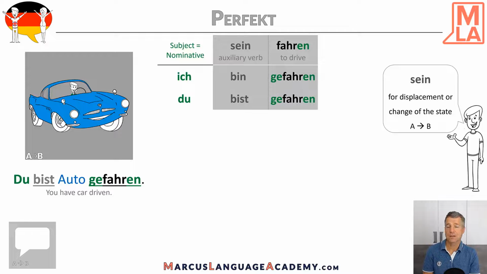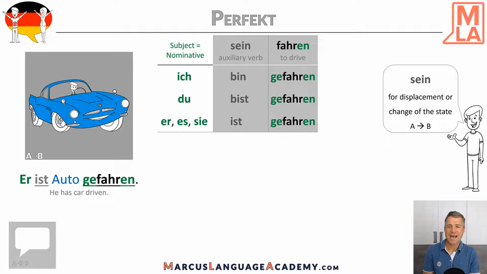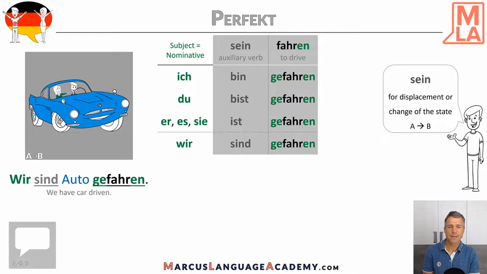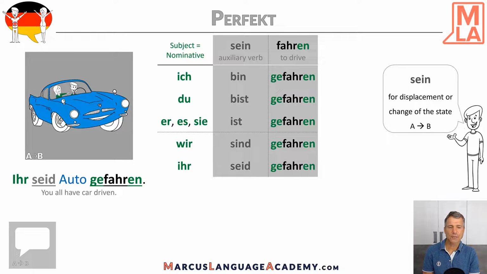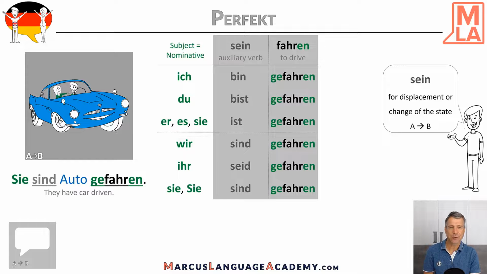And then it's actually du bist gefahren, you have car driven or you are car driven. Er ist Auto gefahren. Wir sind Auto gefahren. Ihr seid Auto gefahren. Sie sind Auto gefahren. And most verbs here take the en ending in the participle. Very few take a t. So almost all verbs take en in the participle, like in gefahren. Okay, but please remember, for displacement and change of state, we take the auxiliary verb sein.